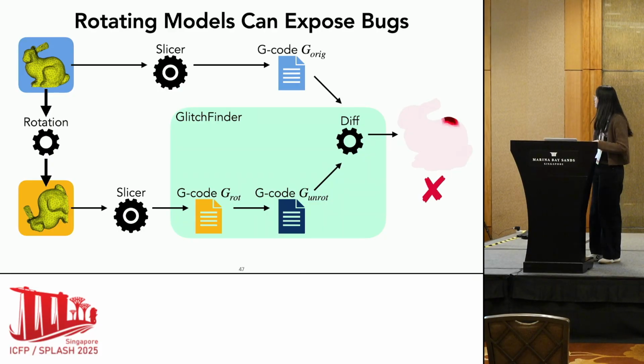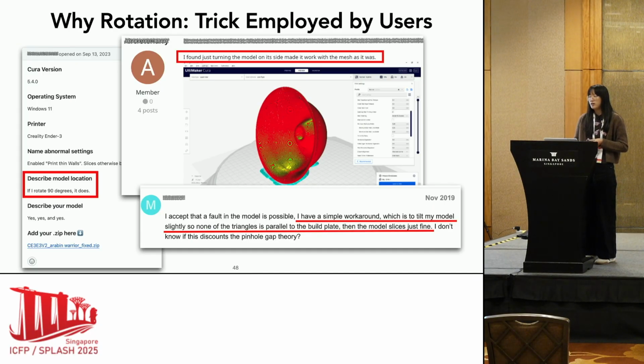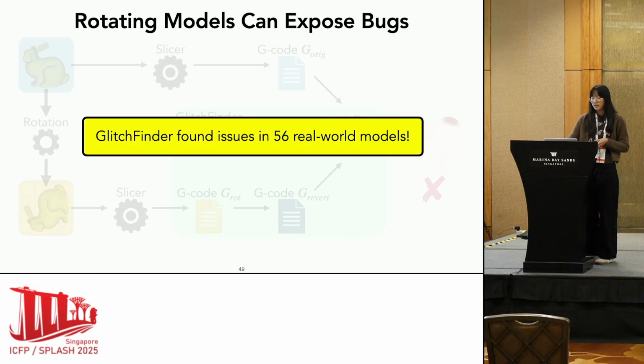But if they don't, then the model often turns out to be buggy. So the motivation for this actually came from GitHub issues from popular slicer repositories. We noticed that users commonly check if the same model is sliced the same way, but in different orientations. And especially after they discovered that the original orientation has some problems. And by checking this property, Glitch Finder successfully found issues in 56 buggy real-world models.